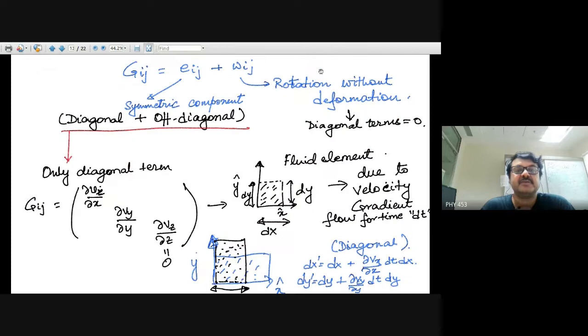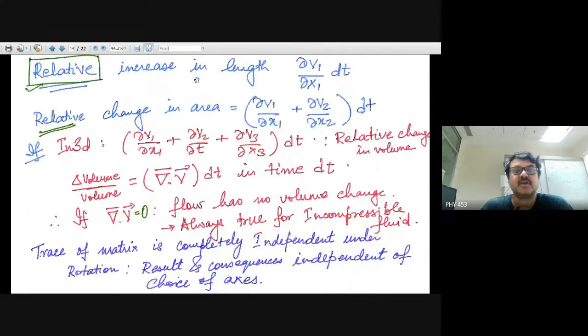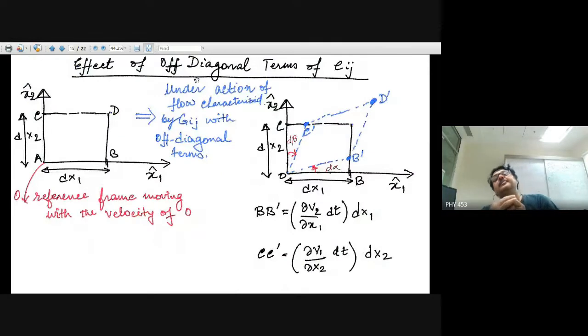Just to remind you, this is the symmetric component Eij. How do we interpret a flow field or a velocity gradient tensor which has only off-diagonal terms of Eij? We'll discuss this with an example after we have finished the theoretical discussion. Suppose there was a fluid element, again x2 or y, and then dx1 in the x1 direction, or the x direction.